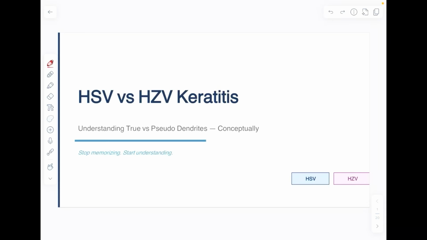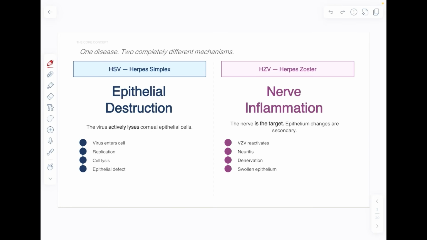To understand why, even though it is a keratitis, the corneal sensations are reducing. Why one is staining with fluorescein, one is staining with the rose bengal. So today we'll learn it conceptually so that you don't have to memorize it ever again. So let's get started. Today we'll learn herpes simplex and herpes zoster keratitis conceptually. You have to understand the pathophysiology.